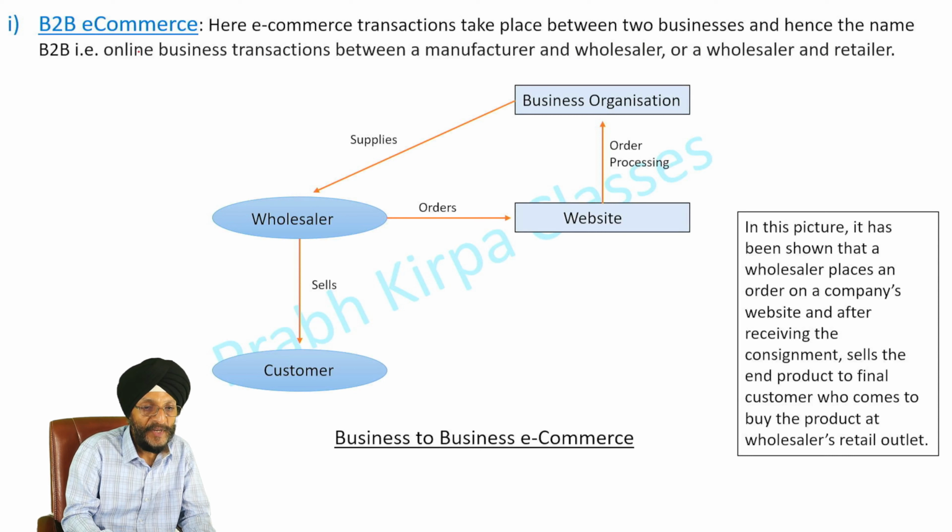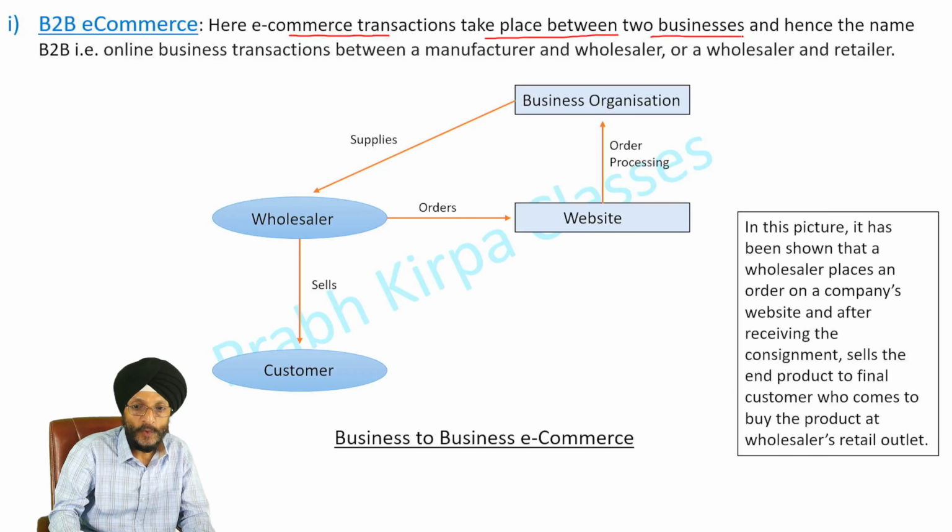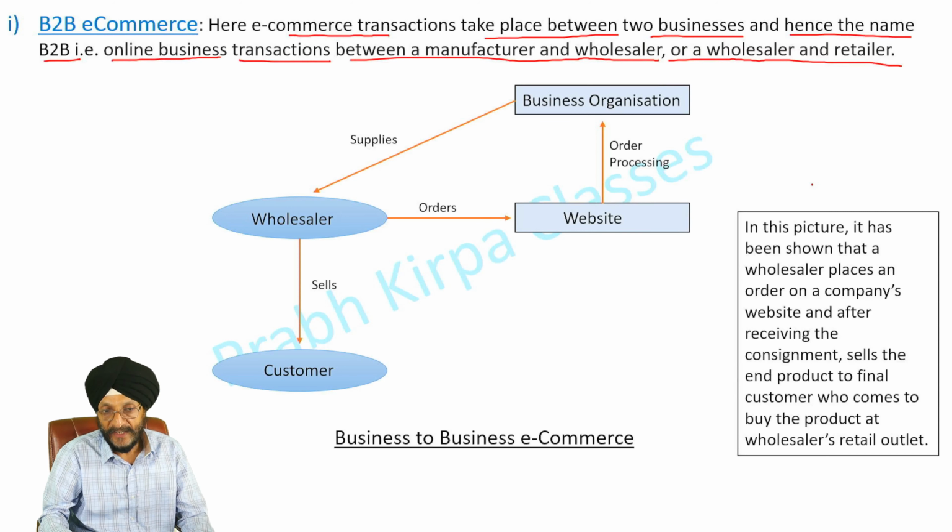First is B2B e-commerce. Here, e-commerce transactions take place between two businesses and hence the name B2B. B means business. That is online business transactions between a manufacturer and wholesaler or a wholesaler and retailer.